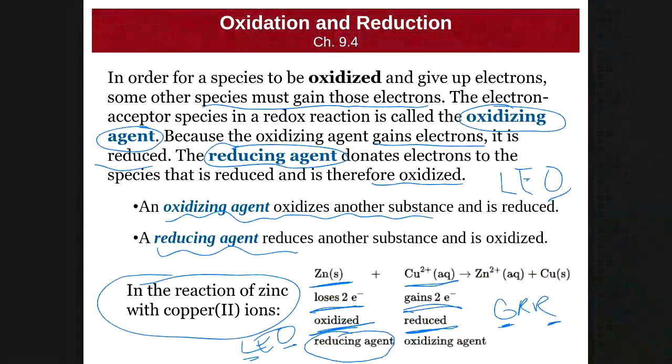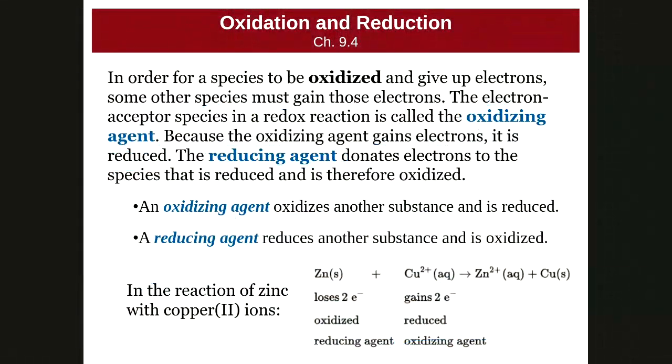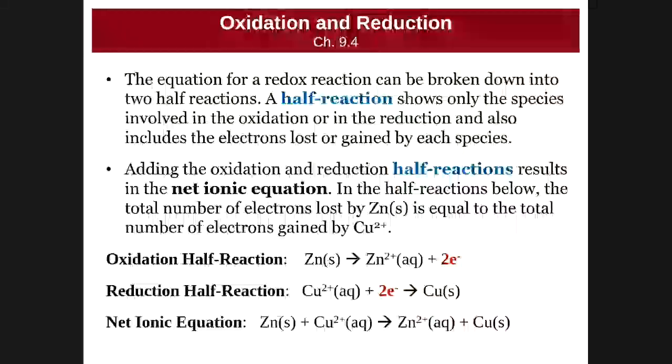The thing that's being reduced is the oxidizing agent. It's oxidizing the other species. All right, so the equation for a redox reaction can be broken into half reactions. A half reaction shows only the species involved in the oxidation or the species involved in the reduction. So you have a half reaction for oxidation and a half reaction for reduction.